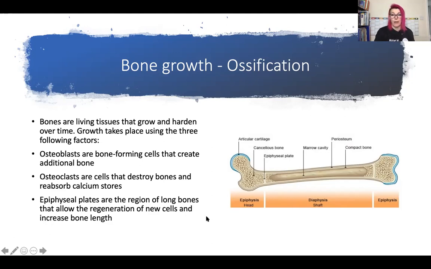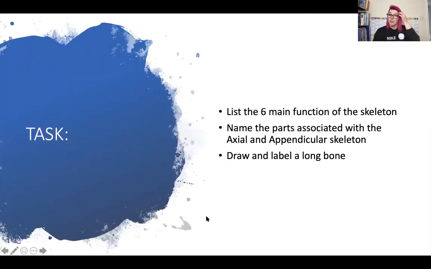So your task for this quick bite-sized video is to list the 6 main functions of the skeleton. So identify those 6 functions, name the parts associated with the axial and appendicular. So what did the axial consist of and what did the appendicular skeleton consist of? Quick description of that, and to draw a long bone and to label a long bone in your notebook. So hopefully that makes sense.